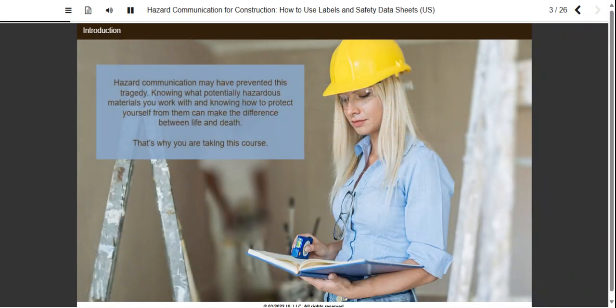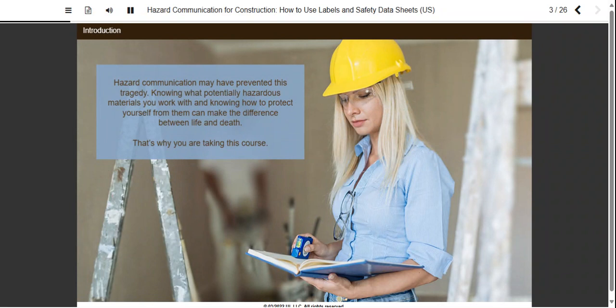Take a moment to think about how hazard communication might have prevented this tragedy. If she had known that the paint remover was potentially hazardous, what would she have done differently? If she had known how to protect herself from exposure, would she be alive today? Nothing is certain, but having the right knowledge might have made the difference between life and death.